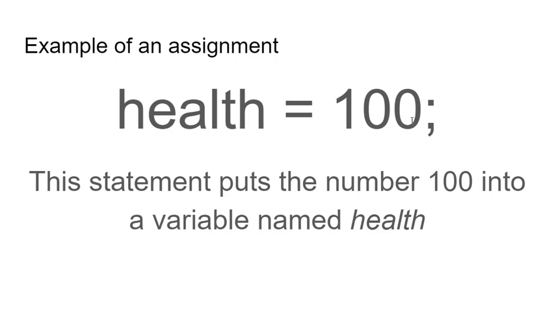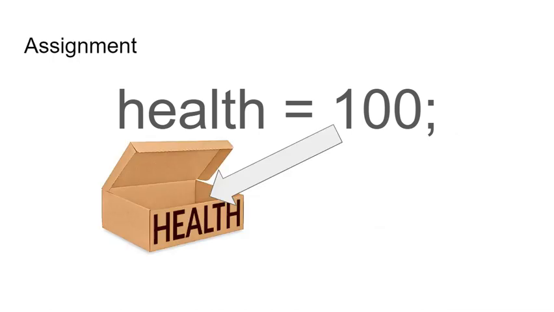The semicolon means done. So this expression means take the value on the right, which is 100, and stuff it into the target location on the left. So that shoebox or health is now going to be 100 when this assignment executes. So the single equal sign means evaluate the expression on the right, put it in the target location on the left. That is the best way to understand the single equal sign.